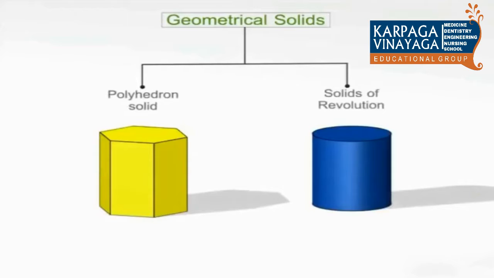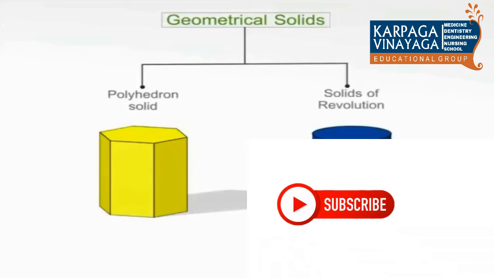I am going to explain about geometrical solids. Geometrical solids are classified into two types. One is the polyhedron solid, another is the solid of revolution. Let's start with the polyhedron solid.